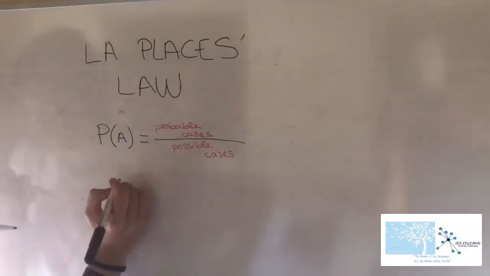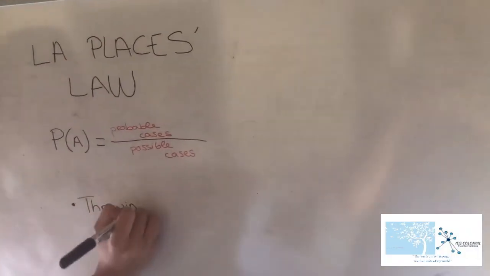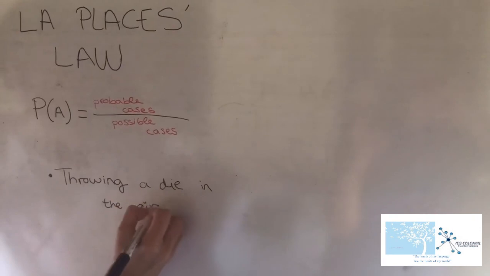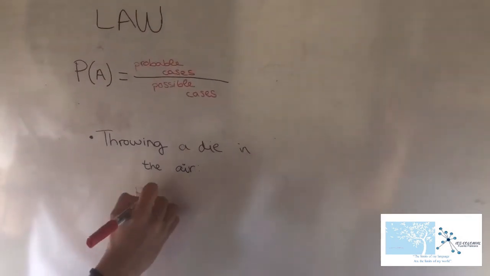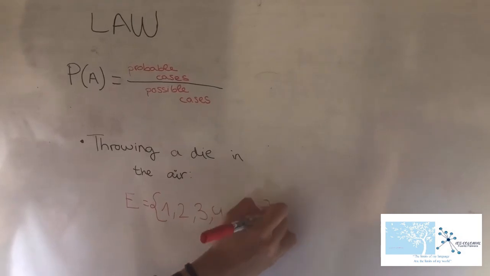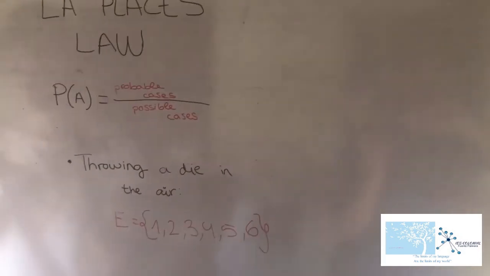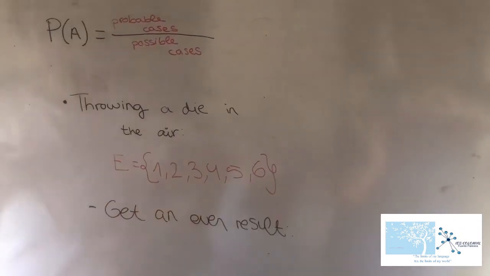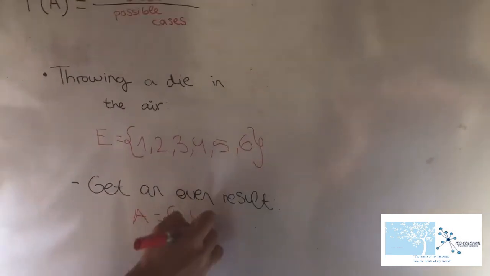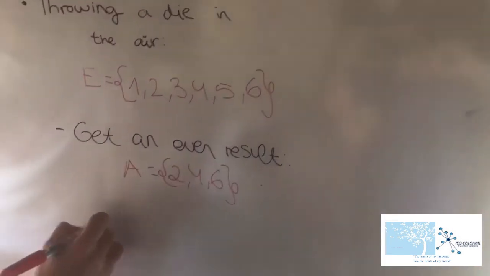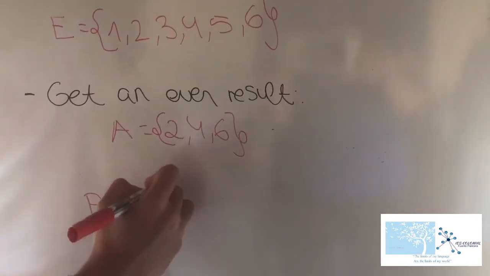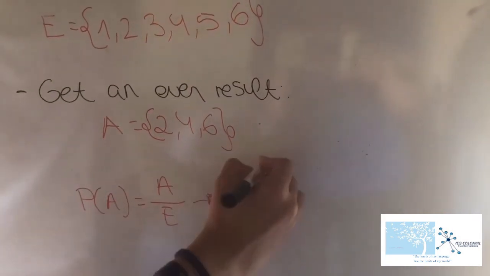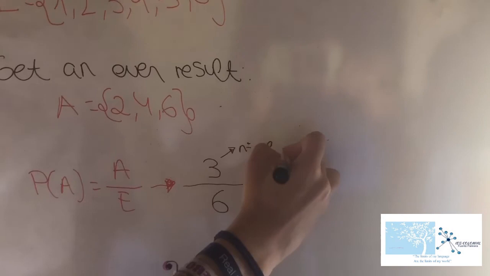For example, if we consider the random experiment of throwing a die in the air, the sample space would be E equal 1, 2, 3, 4, 5, and 6. And then our first event is to get an even result. So A is equal to 2, 4, and 6. Now we just have to apply it in the formula. And the result is 3 divided by 6.